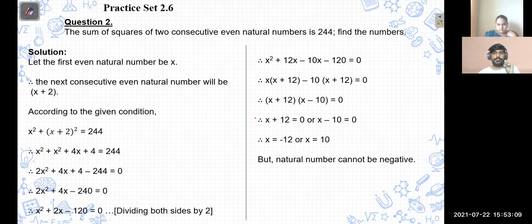Yes. But okay, you have written natural number cannot be negative. Yeah, natural number cannot be negative. So answer is 10. So if your first even number is 10, which will be the even number after 10 then? 12.